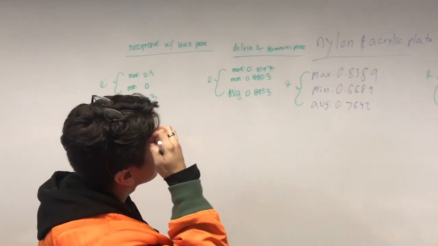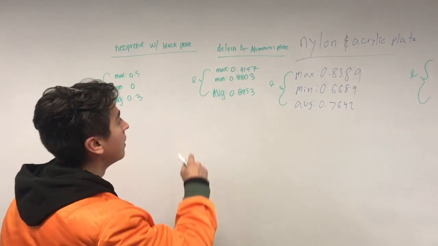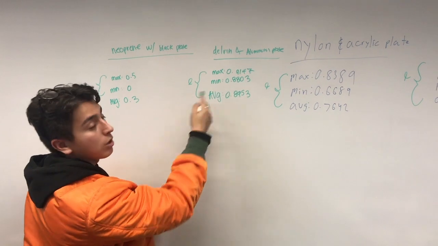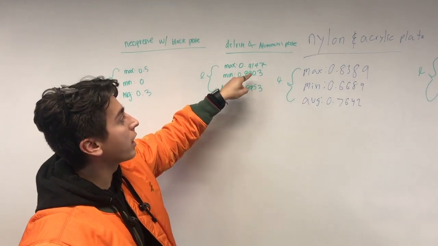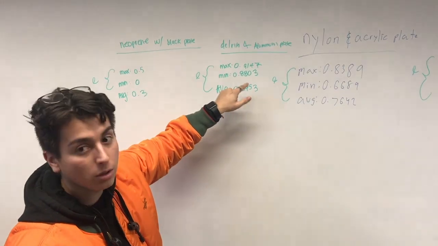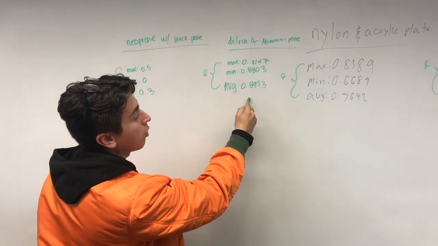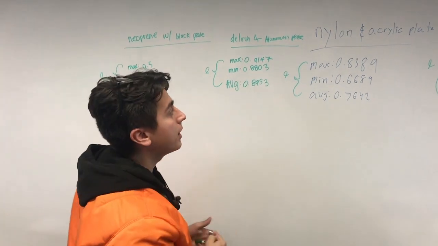And then the second trial was the Delrin and aluminum plate. Our max value of the restitution is 0.9147. The minimum value is 0.8803, and the average, we calculated the average to be 0.8953.